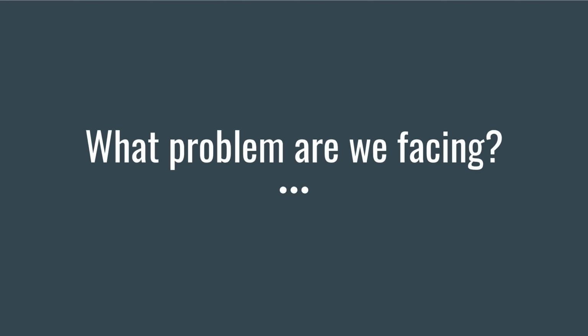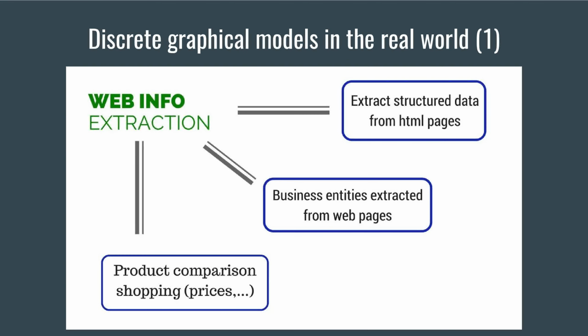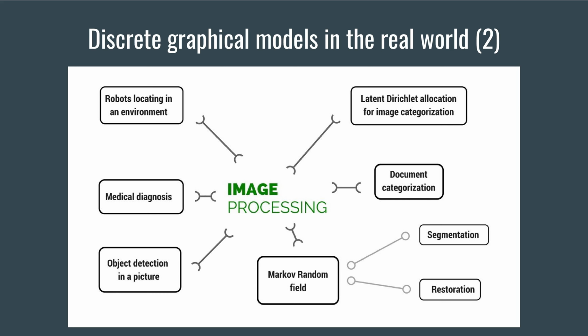First, what is the problem we are facing? Discrete graphical models are the center of Gibbs sampling applications. Its uses are very broad, from web information extraction to the vast field of image processing. The size and complexity of the databases used leaves the word huge small.